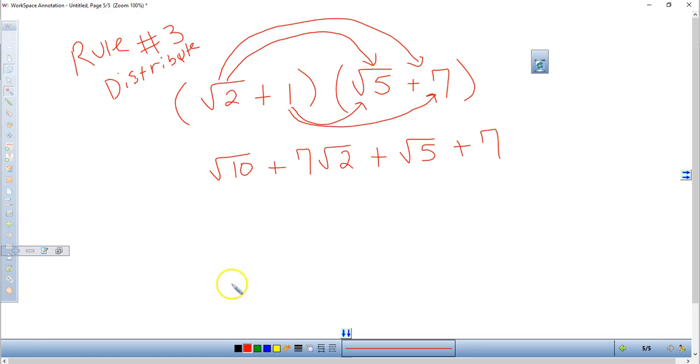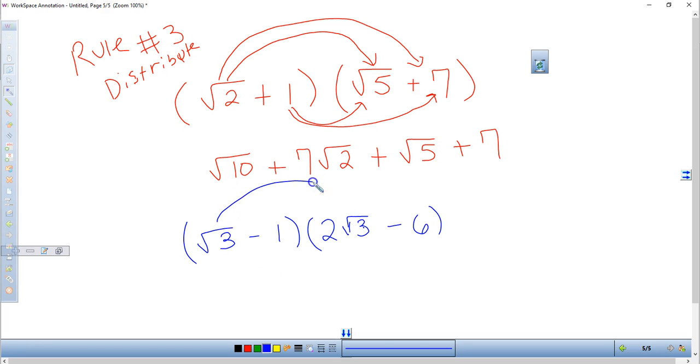Okay, well, what if that looked a little differently? What if things could actually combine? Let's say if we had root 3 minus 1 and let's say 2 root 3 as well, just to make it simple. Root 3 minus 6. Okay, what if it looked like this?